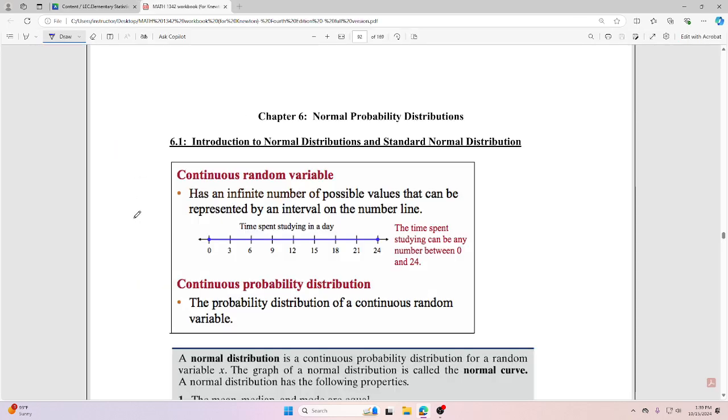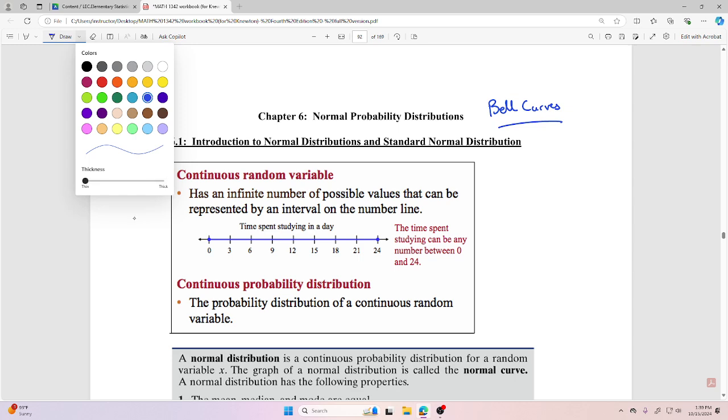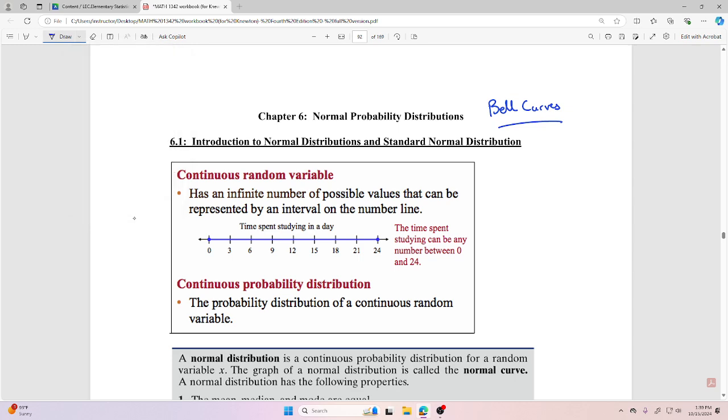So, let's go. Normal probability distributions. Let me just tell you very quickly what this means. It means bell curves. Yep, we're doing bell curves. We've been doing bell curves for a little bit, but now we're going to do them a lot more. If you remember, the basic understanding for the bell curve was the empirical rule.